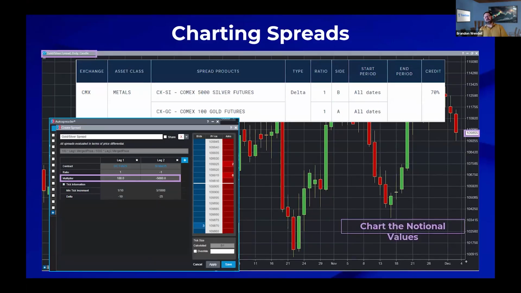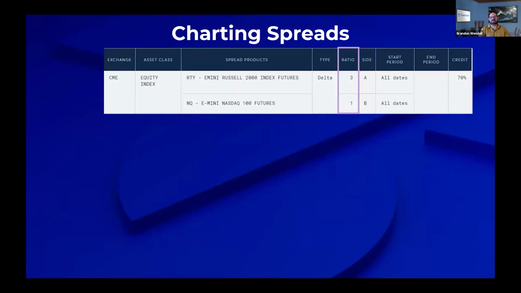But I like to use notional values whenever possible because a 1 point move on a notional value chart is a $1 gain or loss. So it makes it a little bit simpler.